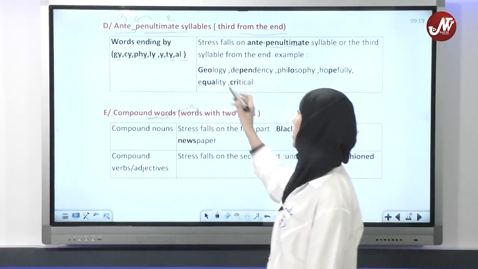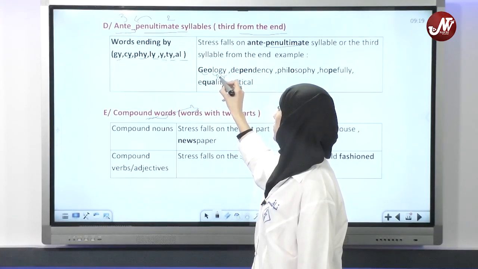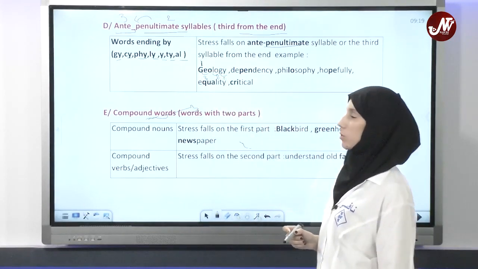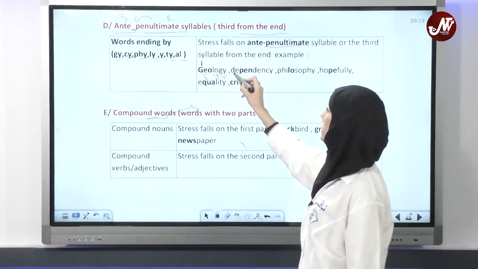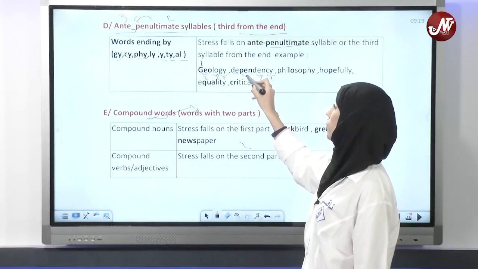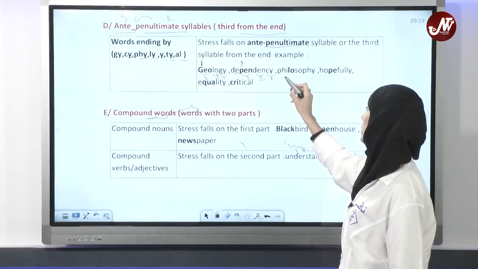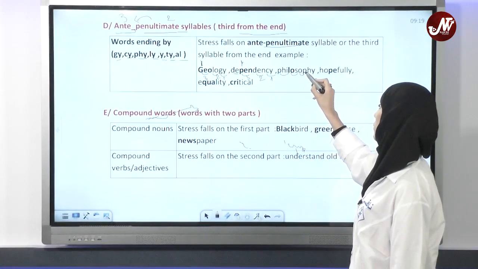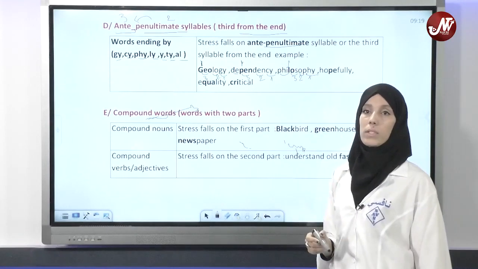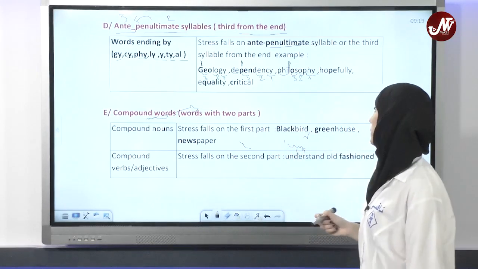Let's take an example. Geology, number 1, number 2, number 3. So we put the stress here. We stress on geology. So dependency, the first syllable, the second syllable, the third syllable, we stress on pen, dependency. Then philosophy, 1, 2, 3. We say philosophy, we stress on the L.